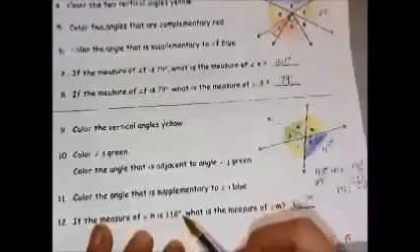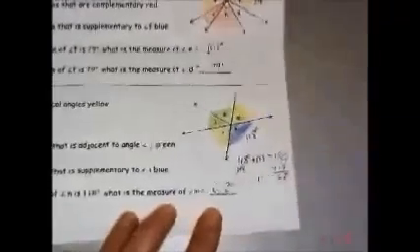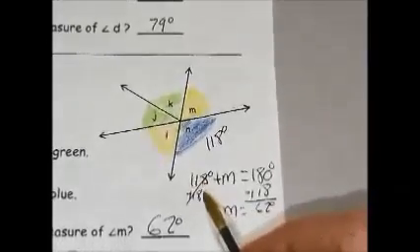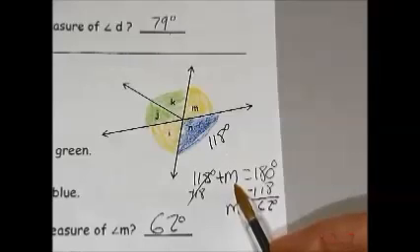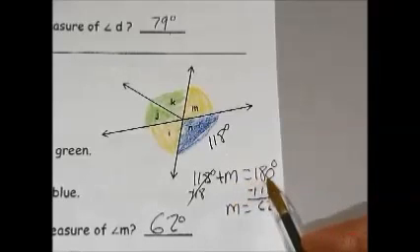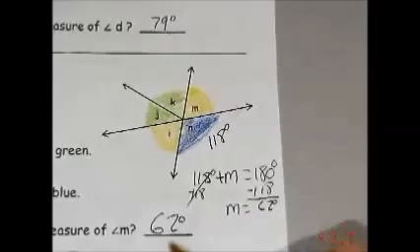If the measure of angle N is 118, what is the measure of angle M? Again, I made an equation. So if I have 118 degrees for angle N plus angle M would equal 180. If I subtract 118 from 180, I get M equals 62 degrees.